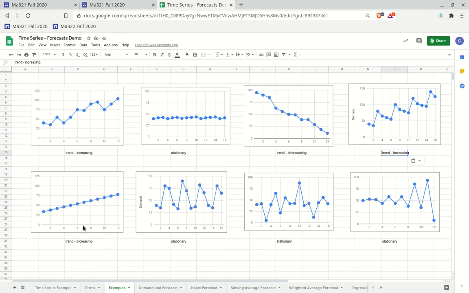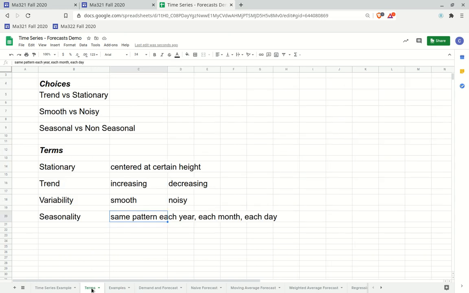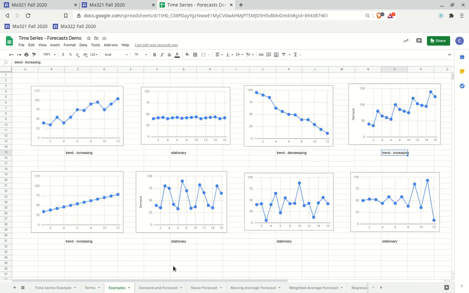And if it does have a trend, we labeled what kind it is. Okay, so let's go back and look at our terms. What are some of the other terms? Smooth versus noisy, and seasonal versus non-seasonal. So let's look for that. Okay, so back over here, smooth would mean that it doesn't really oscillate around, and I don't see it going up and down. So I'm going to say this one is smooth.